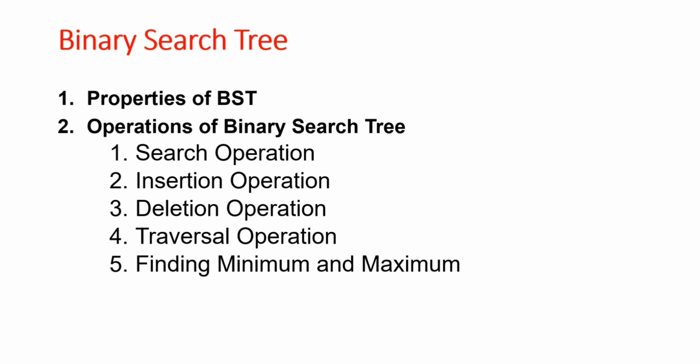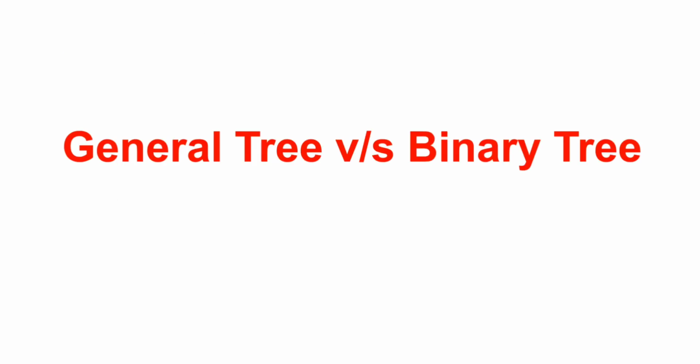binary search tree operations. Before we go into operations, we need to know the difference between a general tree and a binary tree. The difference is that the number of children in a general tree is unlimited per node. In a binary tree, there is a maximum of 2 children per node.